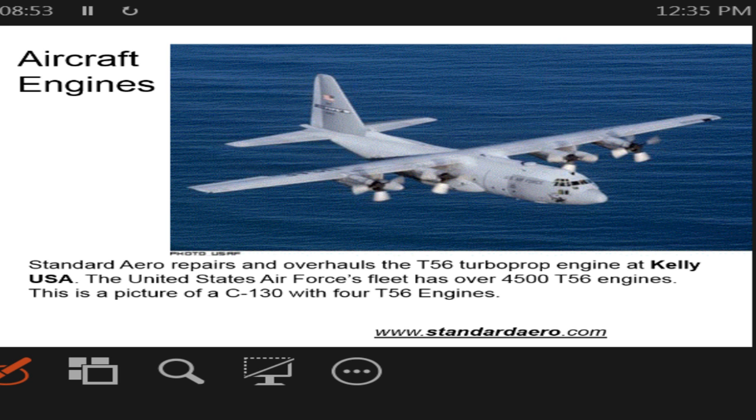Aircraft. You know, Standard Aero is operating in the city of San Antonio down at Kelley USA. And they repair and overhaul the T56 turboprop engine, and there's a lot of them out there. That T56 is basically an older engine design. There's 4 of them on a C-130. So they refurbish those engines down there, and it's old aircraft, but hey, it's still being serviced.